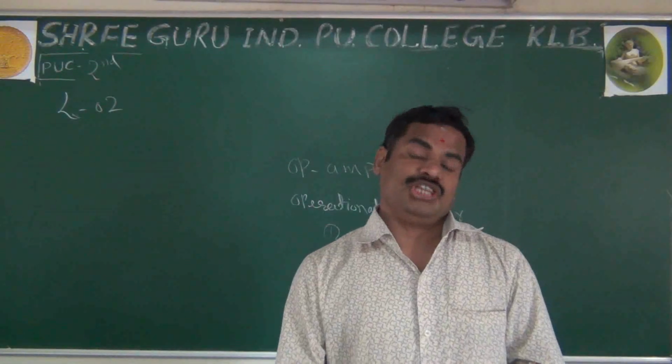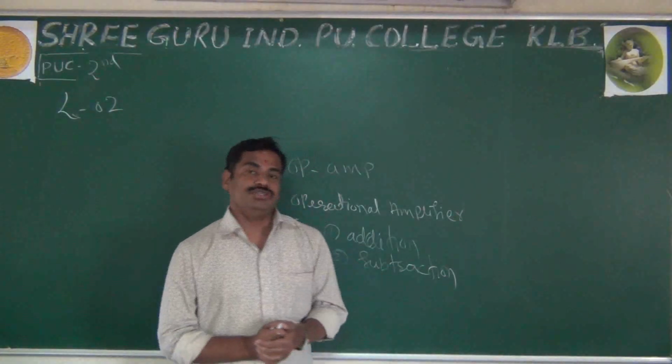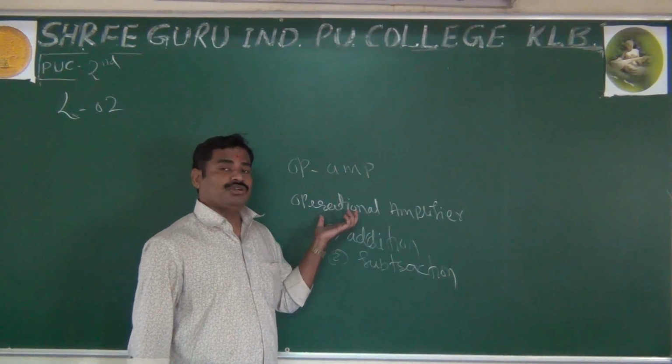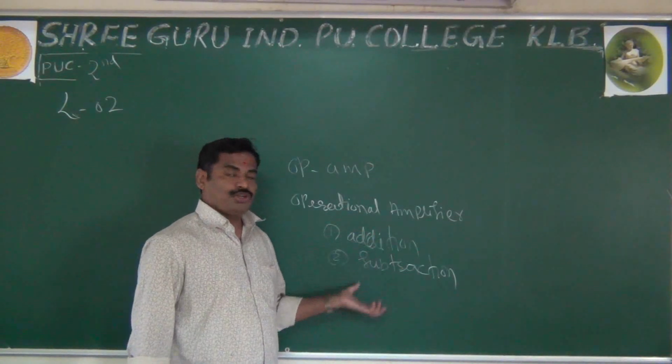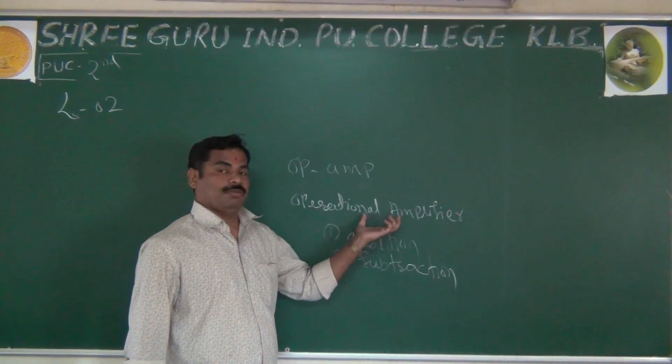Also, you can go for scale changing, and it is also called a sign changer. It is also called an averager. These are the important operations the op amp will do. That is what is called an operational amplifier.